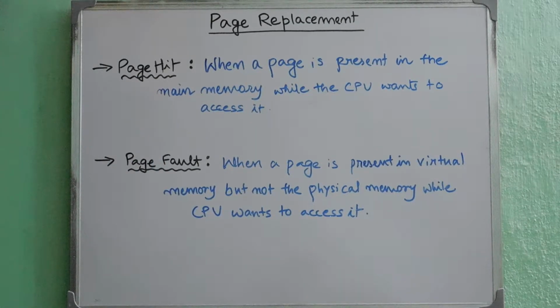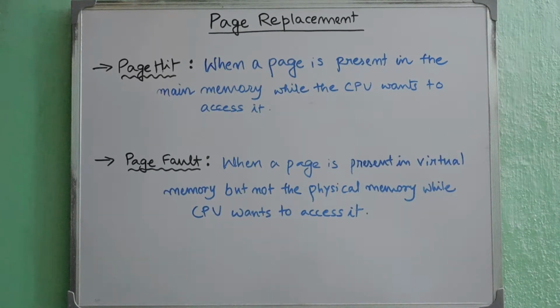Now what is page hit? Page hit is the situation when a page is present in the main memory while the CPU wants to access it. And the second term is page fault, which refers to the situation when a page is present in the virtual memory but not in the physical memory while the CPU wants to access it. So these two terms are very important for the page replacement algorithms.